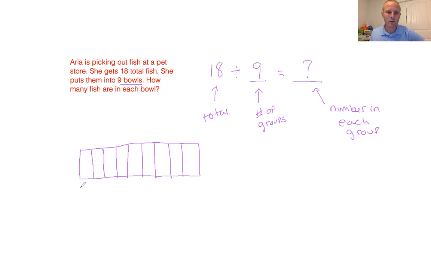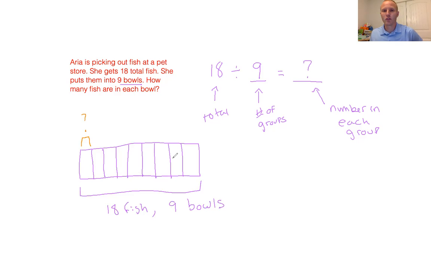So now I have 18 things, 18 fish, and they're in 9 bowls. Okay, so I know both of those things. What I don't know, let's change the color here. What I don't know yet is how many are in each bowl.